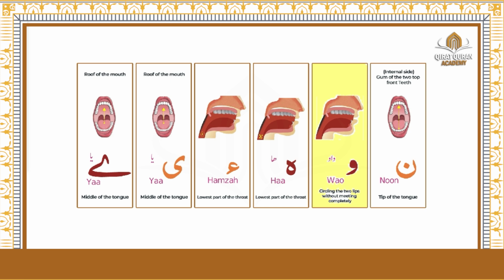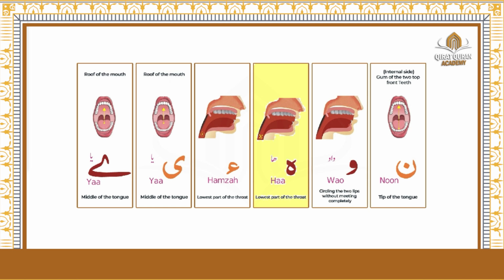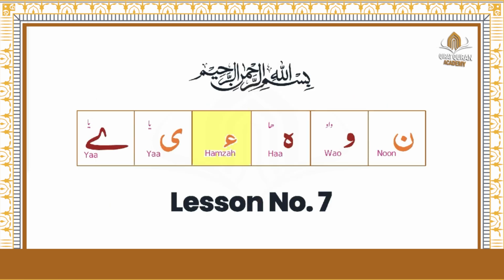Wow. Then the next letter we have is Ha. Ha. The origin of this letter is the lowest part of the throat. As we read in the previous lessons, the throat has 3 parts. The upper of the throat, then the middle of the throat, and then the last part of the throat. So for pronouncing Ha, we have to use the lowest part of the throat, which is on the chest side. Ha.